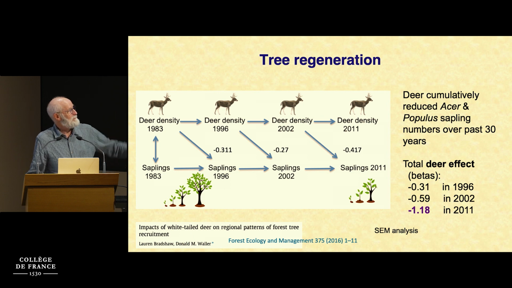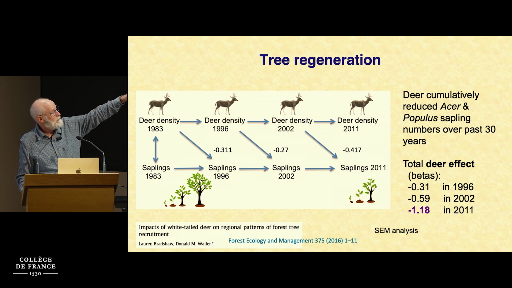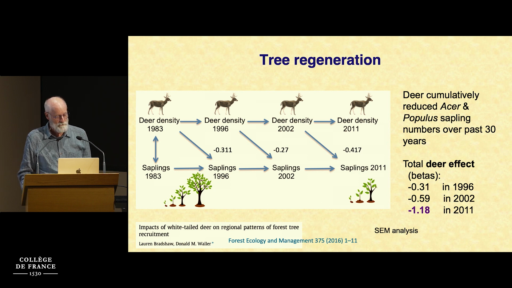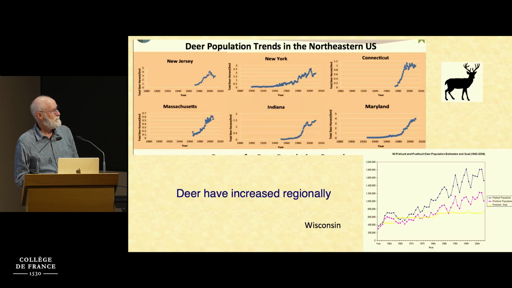We constructed a path model here that looked at how deer density varied over a 35-year period, and likewise the number of saplings. And we discovered that there were strong effects of deer density in the preceding period on the number of saplings present. And in fact, these direct effects tended to add up with the indirect effects to create rather astonishingly high beta values by 2011. Showing that these effects of deer browsing accumulate and have suppressed the number of these saplings in Acer and Populus.